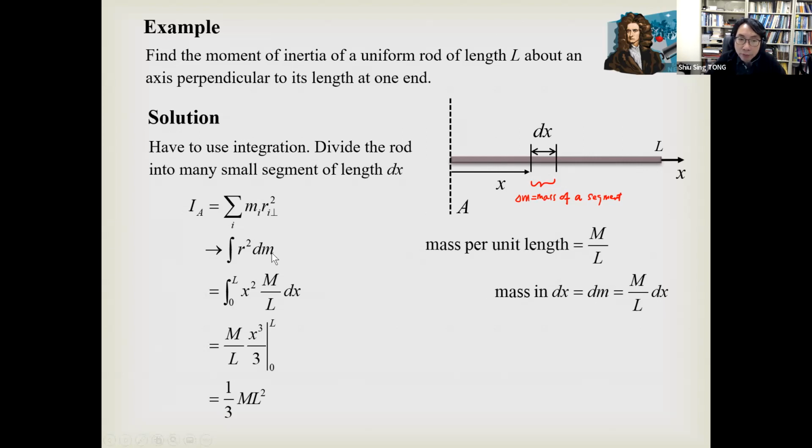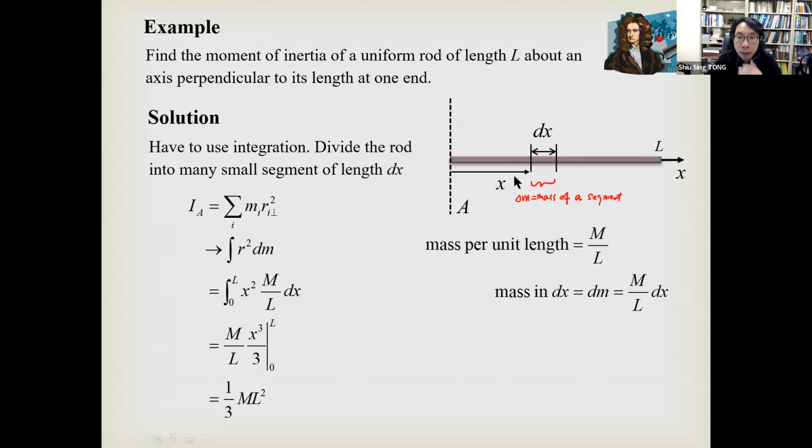So I successfully transformed the dm into a quantity that involves only x. Okay, so dm becomes m over L dx. And for this example, the r, the perpendicular distance, now becomes what? Now becomes the distance x. So R squared becomes x squared.